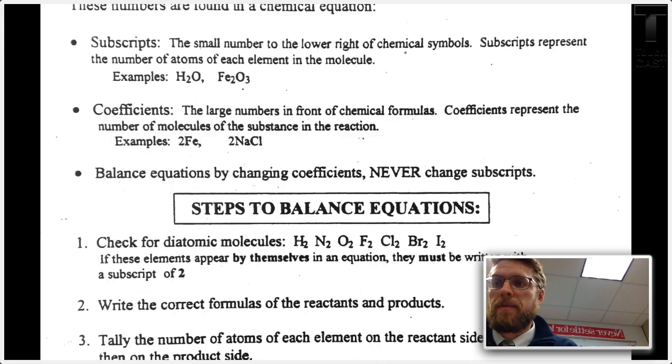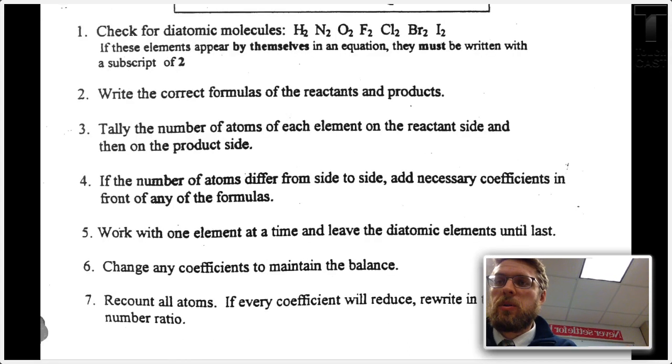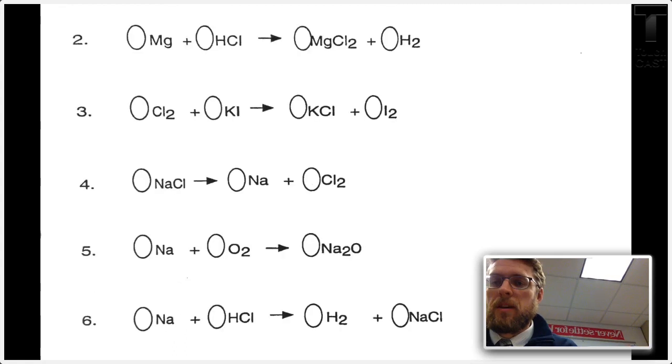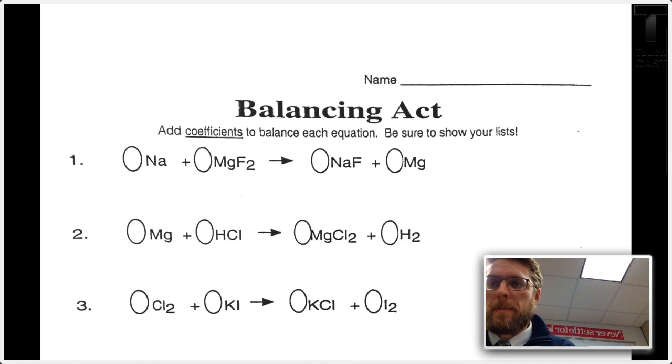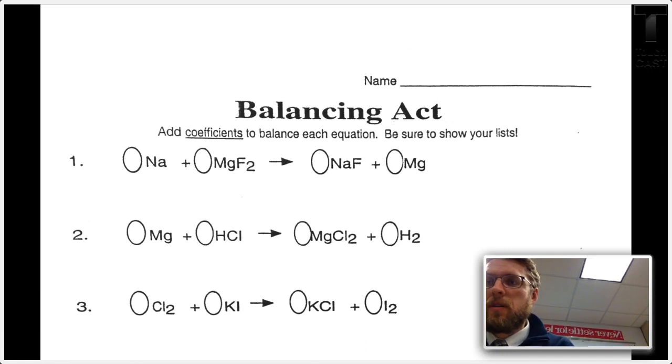We're good. Step number 2, we write the correct formulas. Okay, they've already done that for us here. That's nice. Number 3, tally the number of atoms of each element on the reactant side and then on the product side. Let's take a look up here at this top one. So we're going to tally them up. I like to write them right underneath because that helps me see where they need to go.